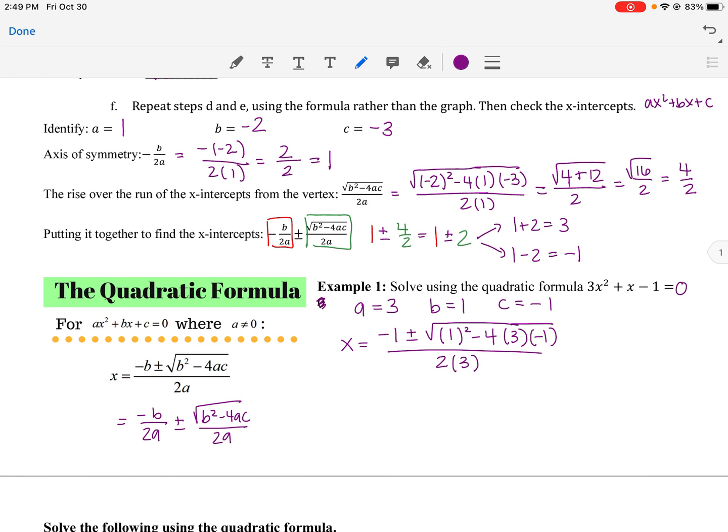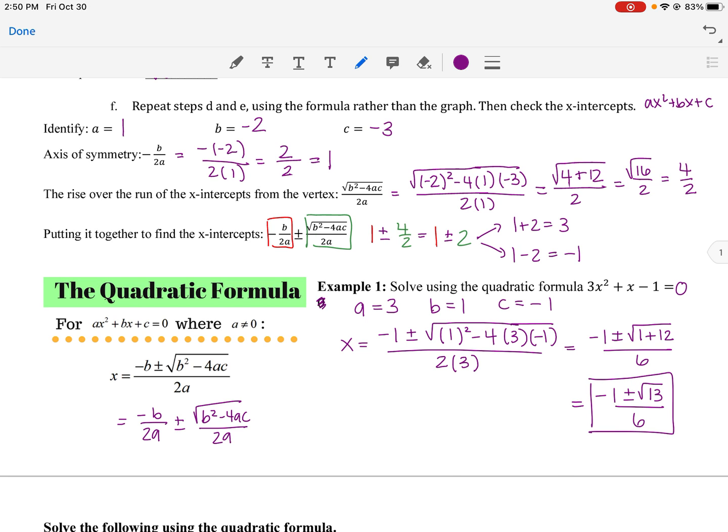Okay, at this point, we're just going to go ahead and simplify. So we get -1 plus or minus the square root. 1 squared is 1. -4 times 3 times -1, -4 is really plus 12, all over 6. So then we end up with -1 plus or minus the square root of 13 all divided by 6. And this is your final answer.